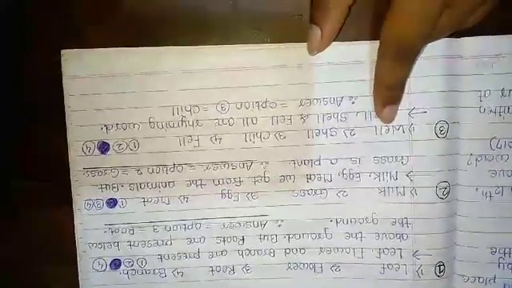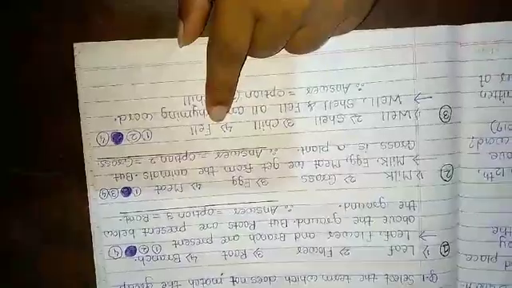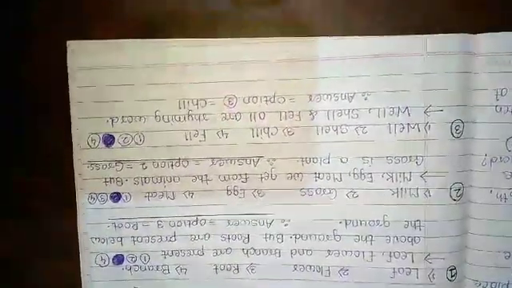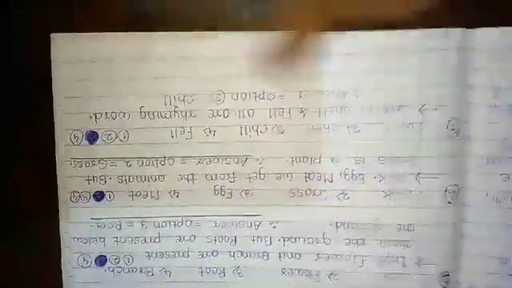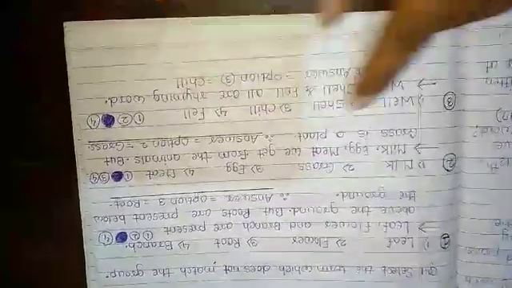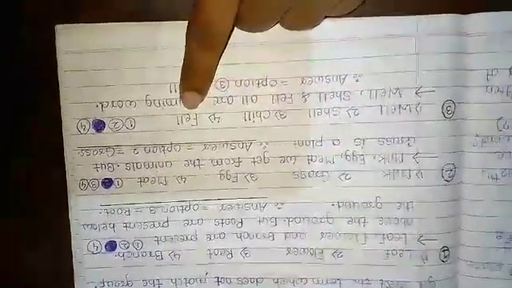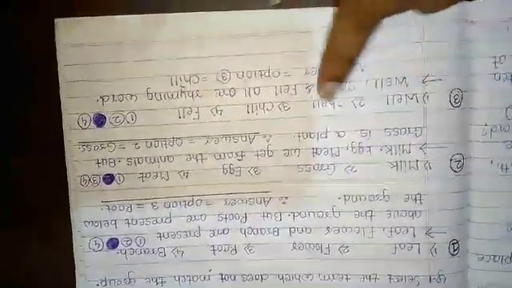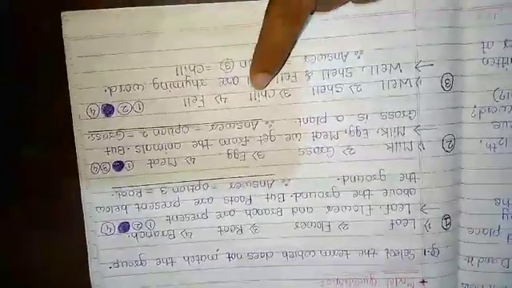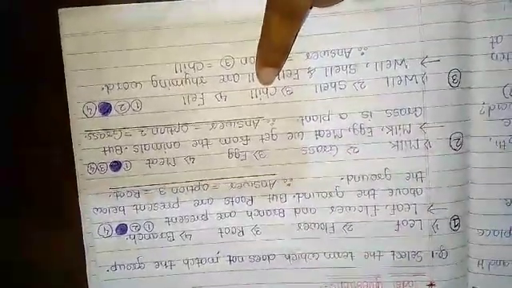What is the first option? Well. Second is shell, third is chill, and fourth is fell. Here we require knowledge of our English language. Look at the words well, shell, chill, and fell. Well, shell, and fell are all rhyming words, they rhyme with each other. But the word chill does not rhyme with all three words.